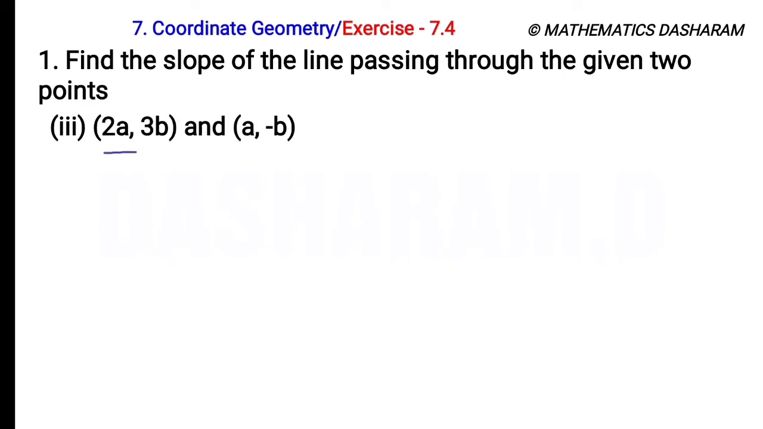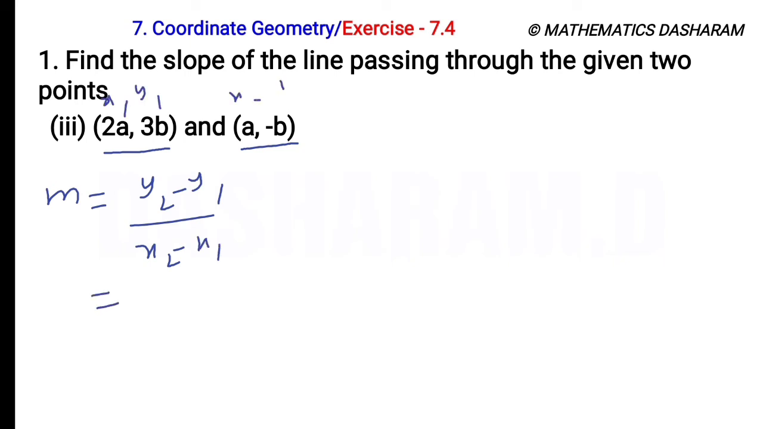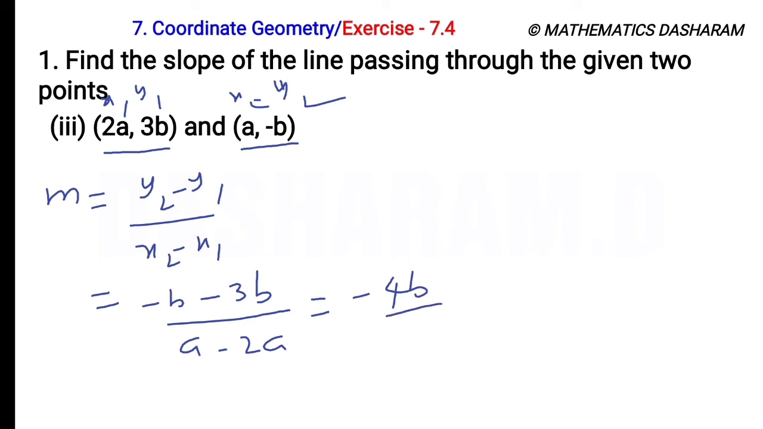Third question, 2a comma 3b and a comma minus b. So slope m equals y2 minus y1 by x2 minus x1. So here x1, y1, here x2, y2. So y2 is minus b minus y1 is 3b, divided by x2 is a minus x1 is 2a. So minus b minus 3b is minus 4b and a minus 2a is minus a. Now minus minus cancel, it equals 4b divided by a.